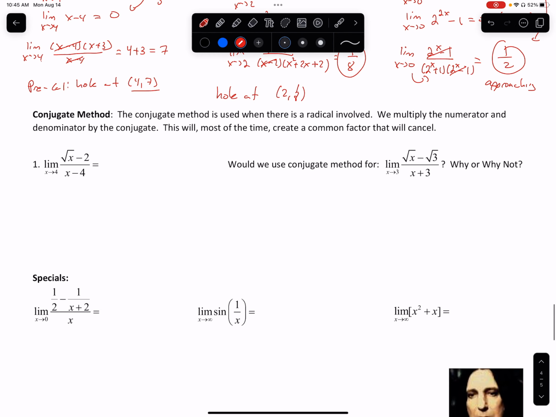All right, the next method is the conjugate method. This is what we typically do when we see a radical. We multiply the numerator and the denominator by the conjugate. This will most of the time create a common factor that will cancel. So let's try this one.